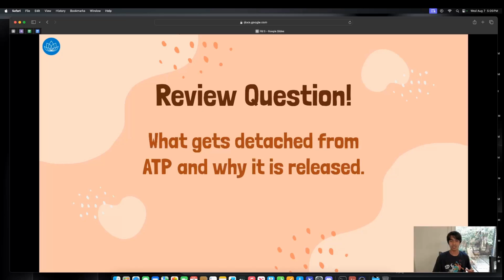So here is a review question. What gets detached from ATP and why is it released? The answer was phosphate, and the phosphate groups detach from ATP because they need to release energy to power the rest of the body, and this is the only reason why phosphate detaches from ATP.